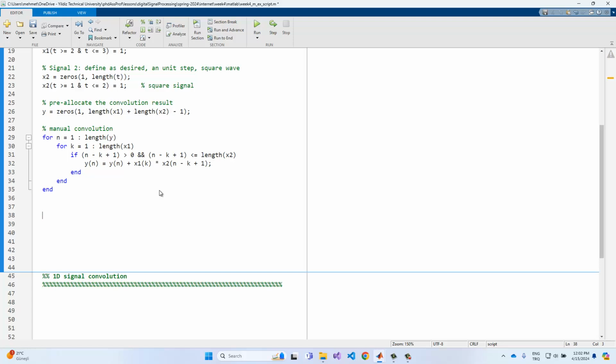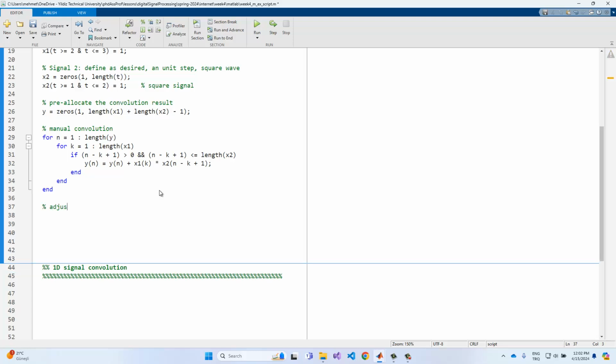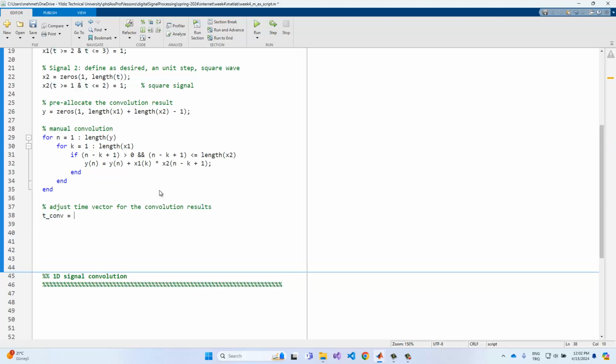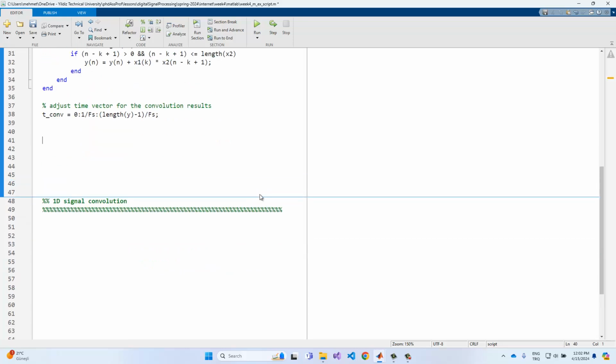And so how can we visualize the whole results in here? Firstly, adjust the time vector for the convolutional results. t_con is equal to 0 and 1/fs, the step number in here, and also length(y) should be given with the minus 1, and also we need to give the fs. Okay. This is important because this length(y) is double the length of the x1 and x2, right? So how can we visualize the whole results in here?